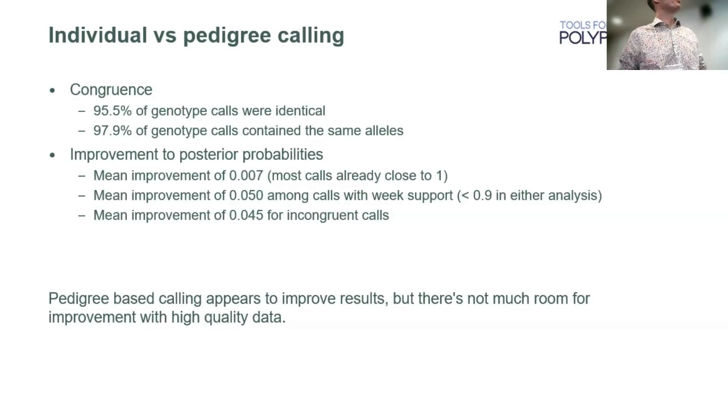In total, we see a mean improvement in posterior probabilities that's a tiny fraction, but that's because many of those posterior probabilities for the individual calling are already close to one. If we look at just those that were lower than 0.9 in either analysis, then we get a mean improvement of about 5%. And if we look just at the incongruent calls between the two analyses, we get a mean improvement of about 4.5%.